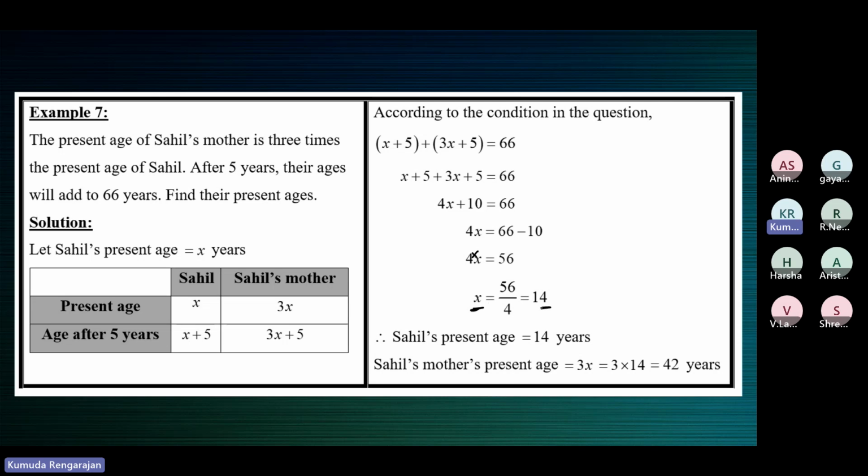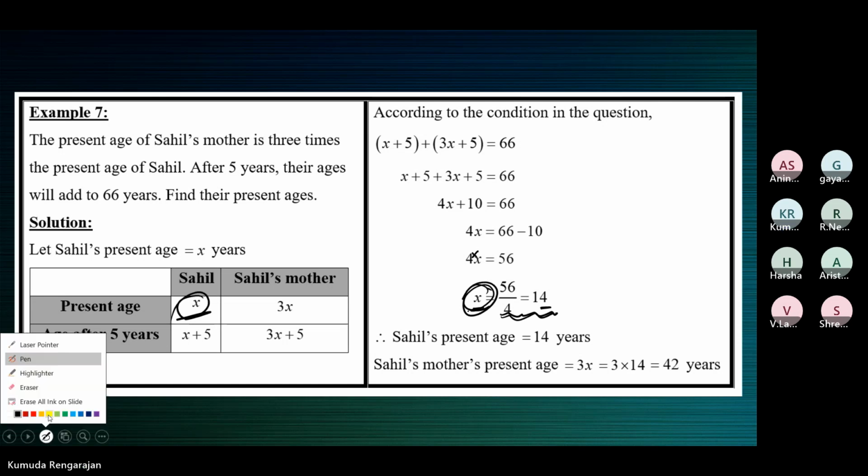And we have constructed the equation using the future ages. But when you solve, you get the value of x, which is Sahil's present age. Just because the equation is constructed using the future ages, it's not that you will get something related to their future age. No, we solve to find the value of x, and x is Sahil's present age.